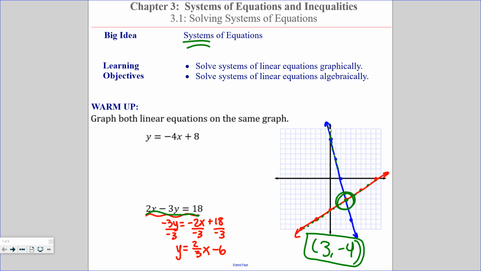Trying to use my pen, it's not really working for me. So this system. Okay, so technically you just solved one by graphing. So our whole goal for today when we solve these systems is we're looking for the point where the two lines cross. Okay?